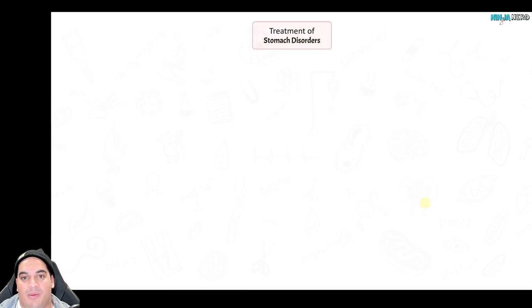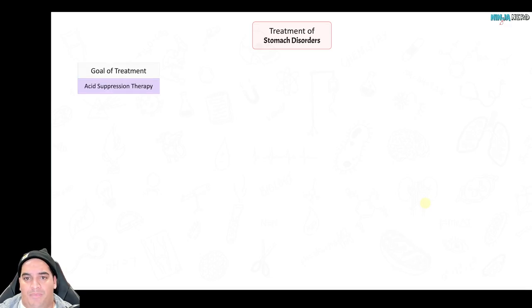We move on to the next step here, which is how do we treat these stomach disorders? You treat them all the same, regardless if it's gastritis or if it's peptic ulcer disease. With this one, acid suppression therapy is going to be key. You really want to try to reduce a lot of the hydrochloric acid production, all right? The reason why is you don't want to worsen a lot of these ulcers or worsen a lot of the inflammation of the stomach lining. And so PPIs would be kind of your first go-to treatment here.